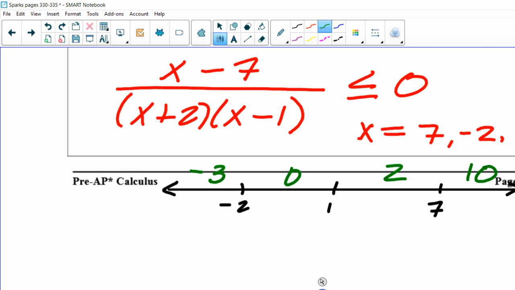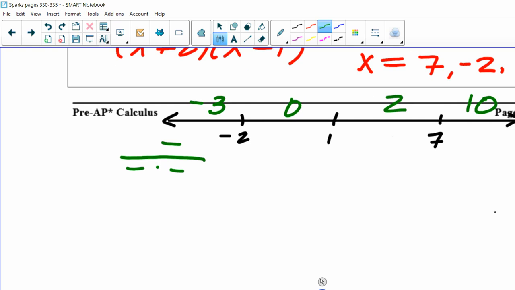It's bigger than 7. You're right. Negative 3. Numerator? Negative. If x is negative 3, the denominator will be negative times negative, which is positive, so we have a negative divided by a positive. What does that negative sign mean graphically? It's below the x-axis.